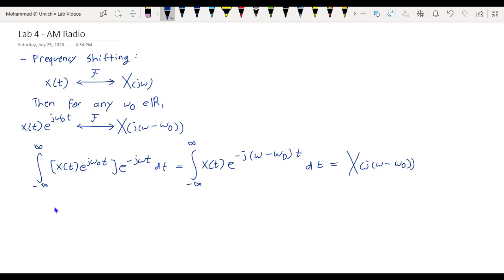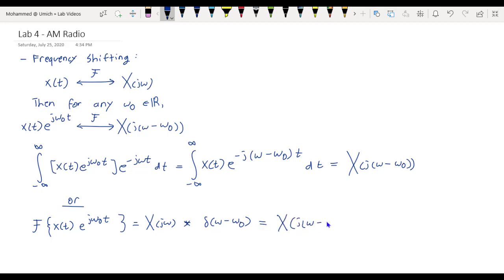Note that we could have also derived this by using the frequency domain convolution property. So the Fourier transform of x(t) e^(jω0t) equals the Fourier transform of x(t), which is X(jω), convolved with the Fourier transform of e^(jω0t), which is δ(ω − ω0). And this here, the convolution of X(jω) with δ(ω − ω0), is simply X(j(ω − ω0)).